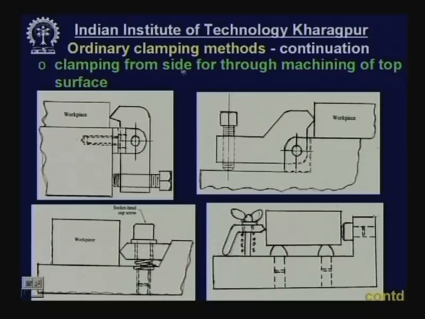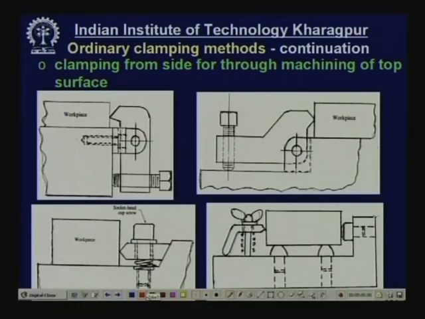Now, clamping from the side for machining. Suppose this surface of the workpiece has to be machined, like milling or planing or broaching. There should not be any obstruction like clamping. So, clamping has to be done from the side. One force has to be applied here and one force from here. So, this is how it will be clamped. There are various methods like this.